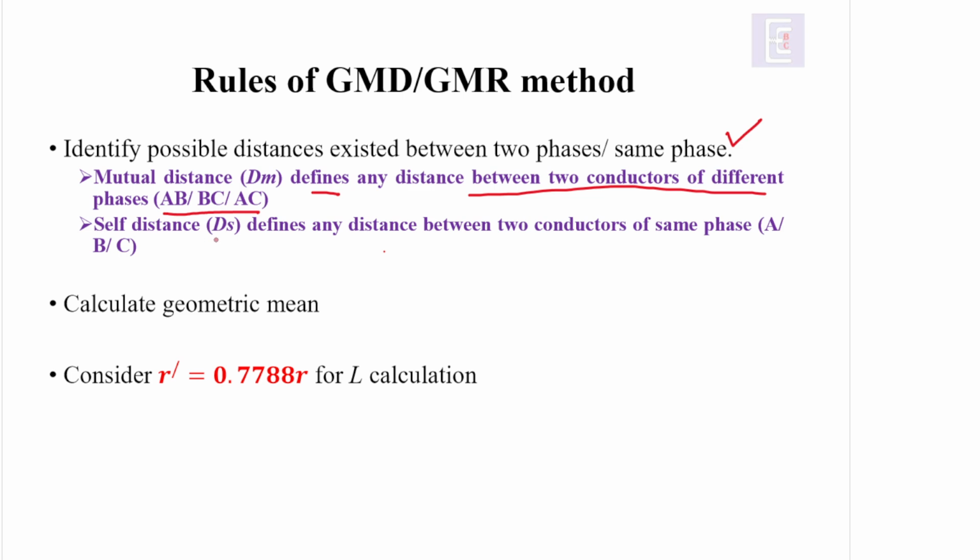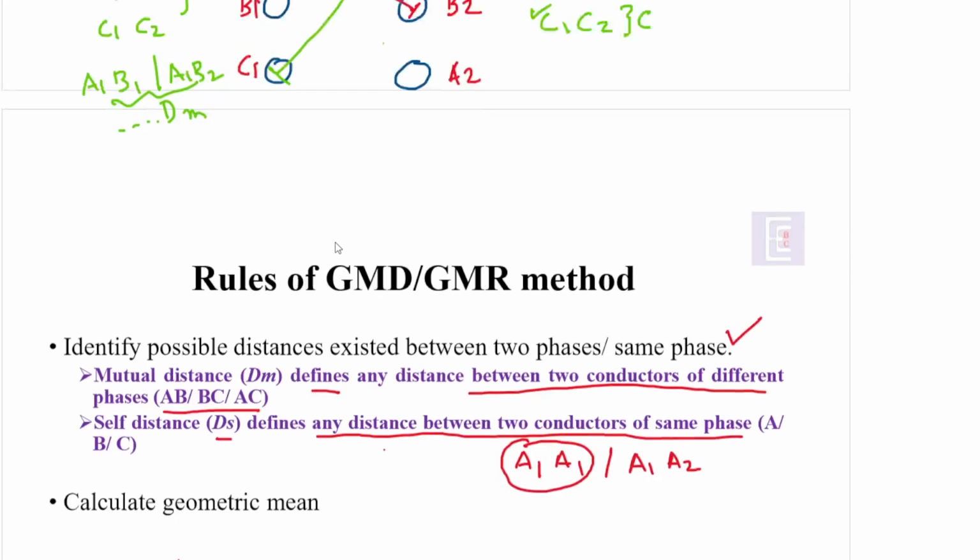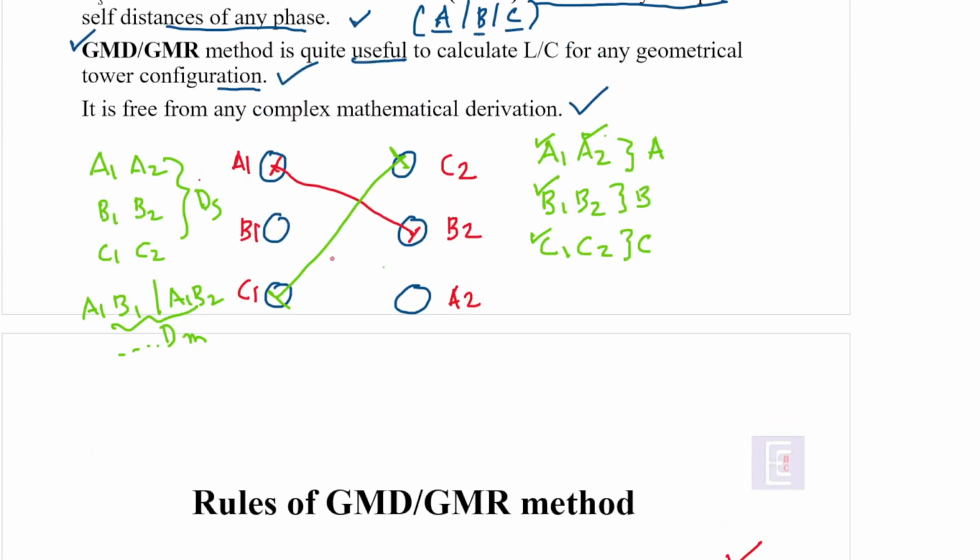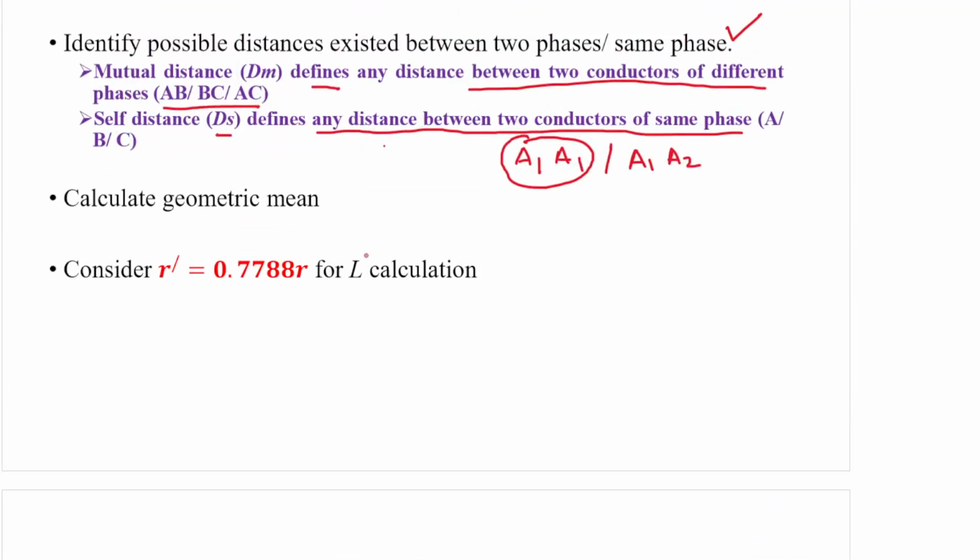What is self distance? Self distance ds is any distance between two conductors of the same phase, whether it is A1 to A1 or A1 to A2. In a moment, I'll tell you what A1 to A1 is. A1 to A2 is well understood, it is this distance. But what is A1 to A1, I'll tell you in a moment.